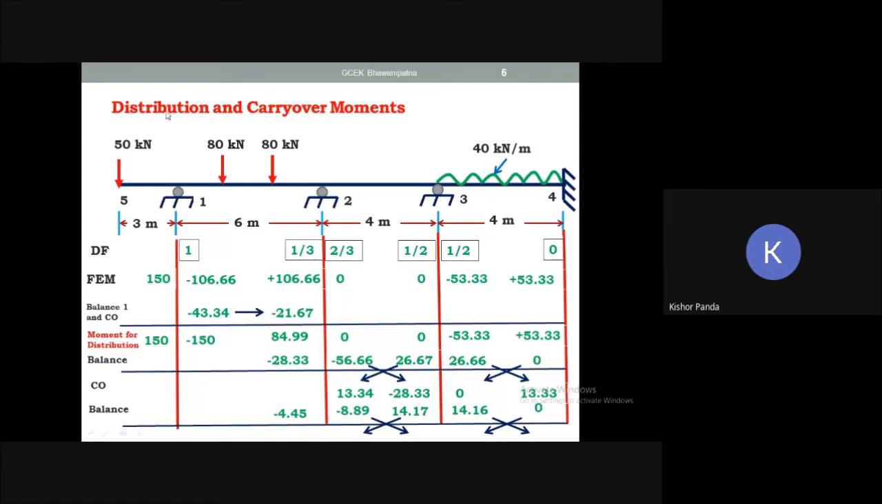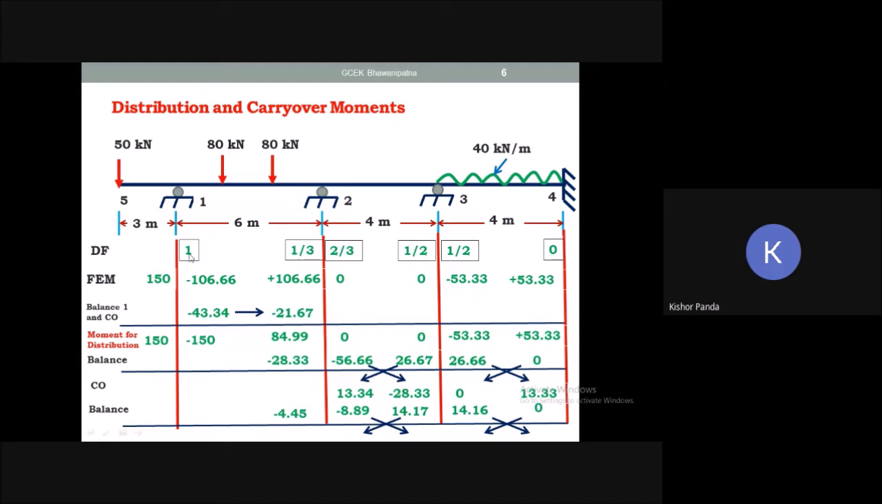Then you have to go for the distribution and carry over the moments. So first you have to draw the continuous beam. Then at the corresponding joint or support, you have to draw the vertical lines. Here 1, 2, 3, 4. Here draw one line. At 2 draw one line. At 3 support draw one line. And at 4 support draw one line.